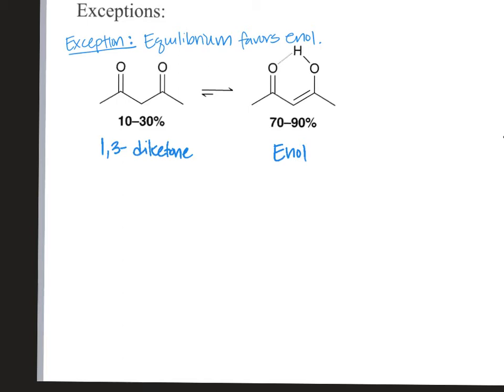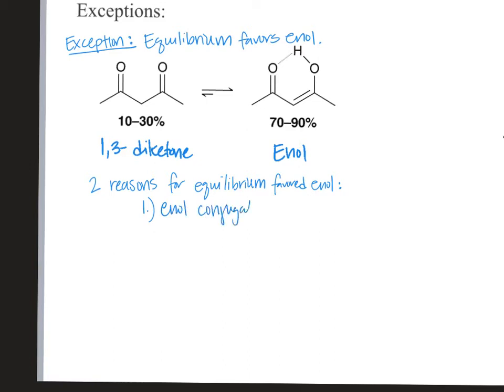Anytime you have a 1,3-diketone, equilibrium will favor the enol. There are two reasons for this. Reason number one, the enol has a conjugated pi system, whereas the 1,3-diketone is an isolated alkene system. Reason number two, the enol has intramolecular hydrogen bonding. Both of these are stabilizing factors, which leads to the equilibrium favoring the enol.